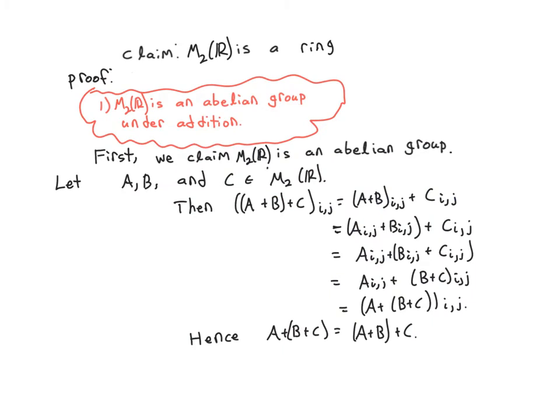So step 1, we have to prove that you have an abelian group under addition. Worth reminding ourselves that that means that we need to prove associativity of addition, and we need to find an identity element, which we call 0. And we need to find inverses, additive inverses.